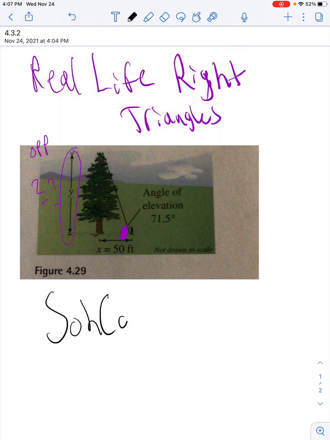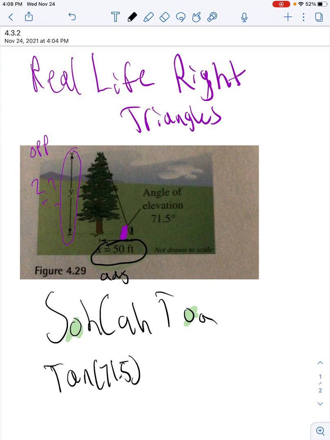So if I think about SOHCAHTOA, the ones that use opposite are sine and tangent. But sine uses the hypotenuse, and I don't know much about the hypotenuse. However, I do know the adjacent is 50 right here. So I can use the opposite and the adjacent sides, which is tangent.